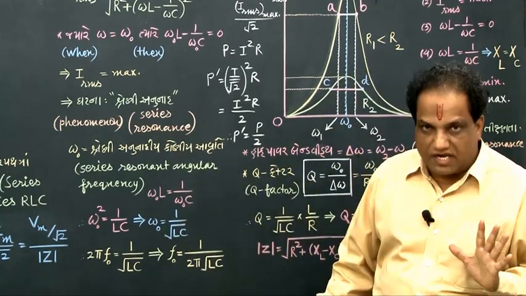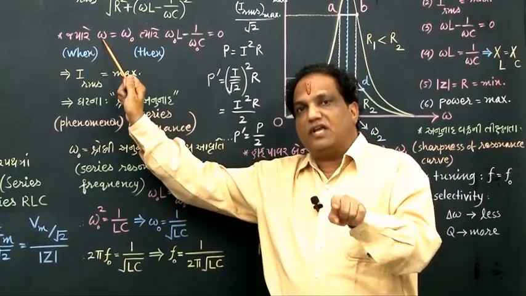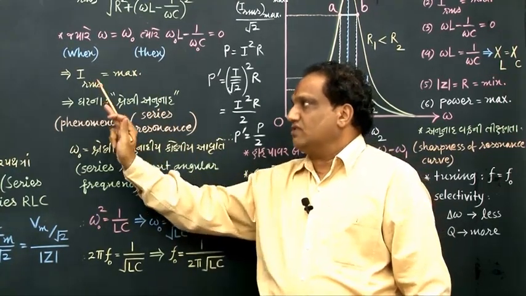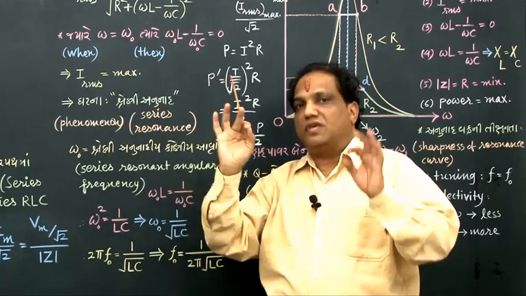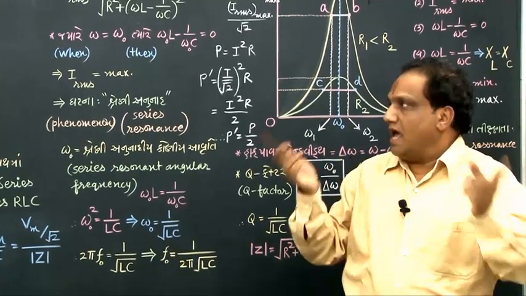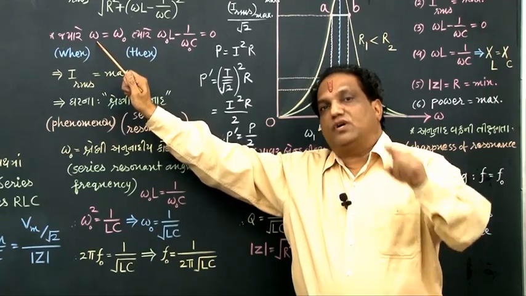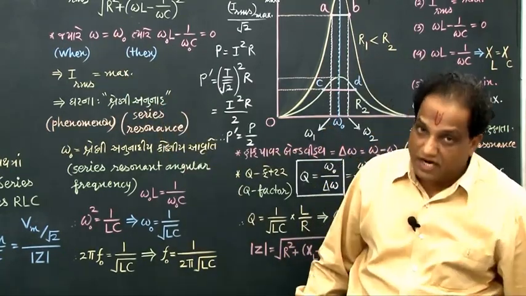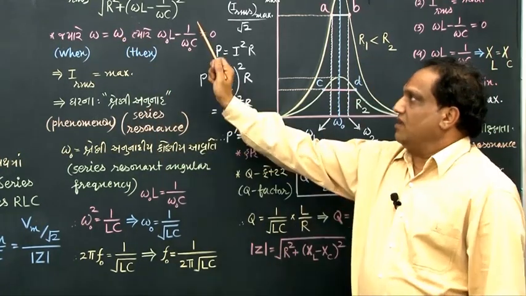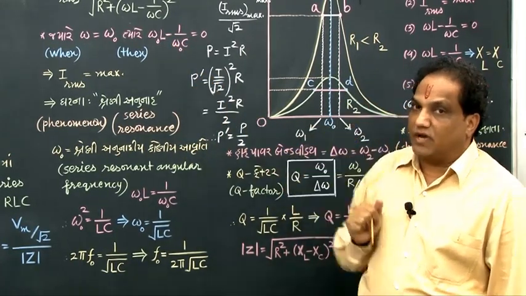In a given AC circuit, when the angular frequency of the AC source is made equal to a particular value, the phenomenon of the RMS value of current becoming maximum is known as series resonance taking place in that circuit. That particular value of angular frequency is called the series resonant angular frequency of that AC circuit, shown by the symbol omega 0. And tell me, what is this? Omega L minus 1 upon omega C, remembered?